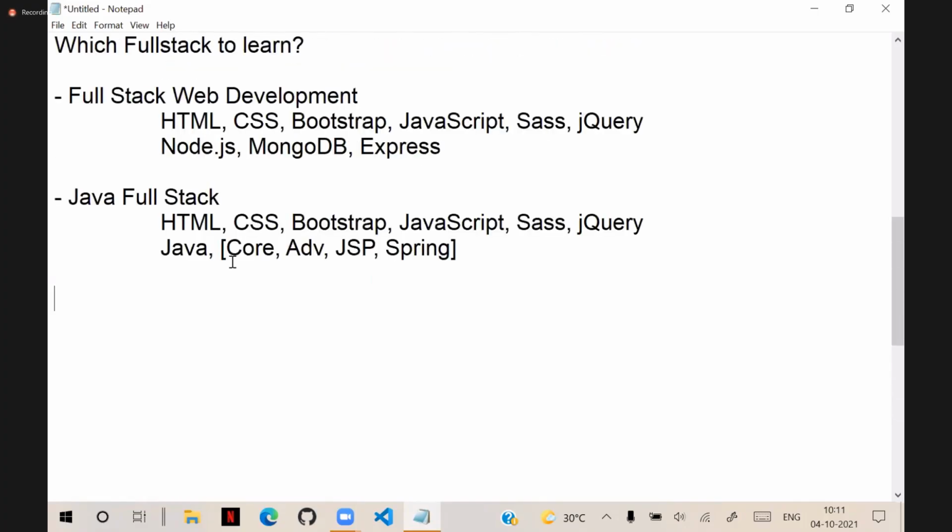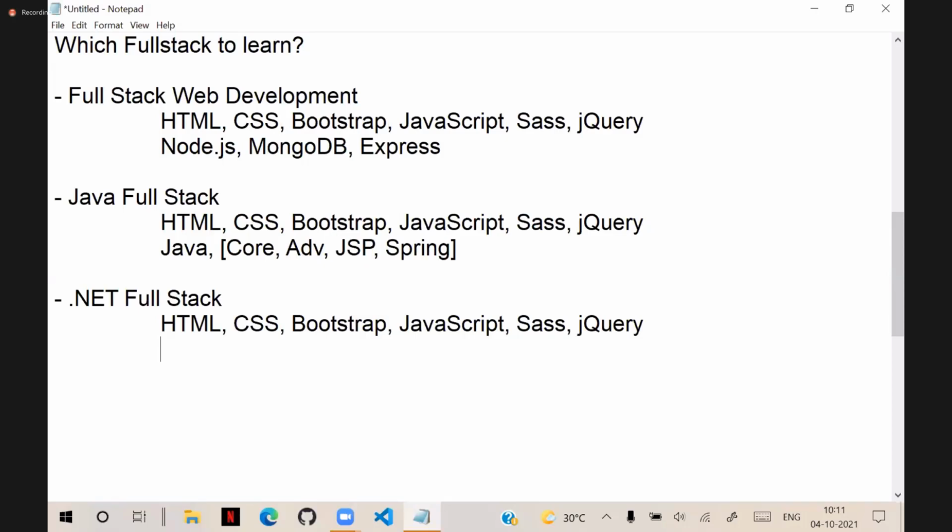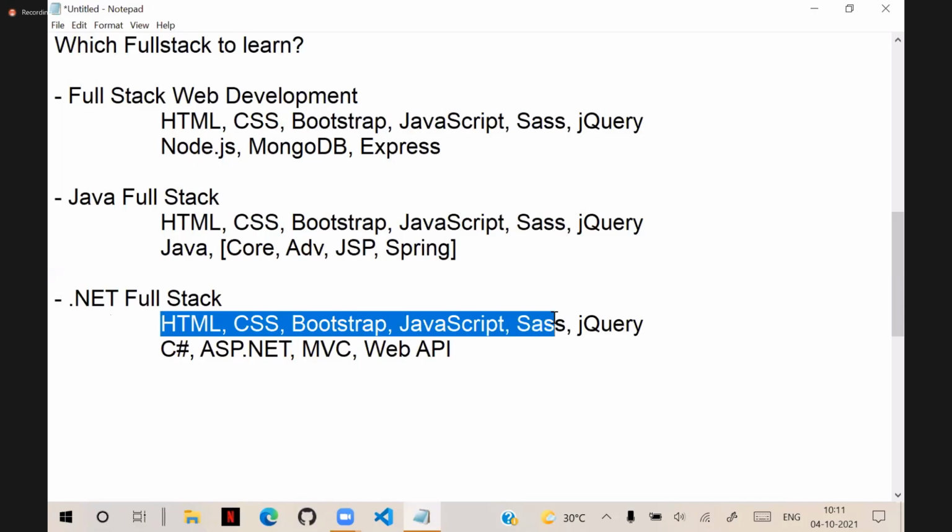And people who say .NET full stack, then the front end is the same. In the back end, they will learn C#, ASP.NET, MVC, web APIs, like this. For Python, it is a similar type. The front end will be the same, the back end will be changing.